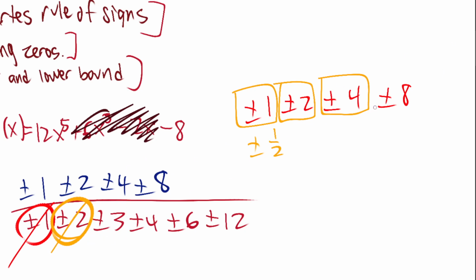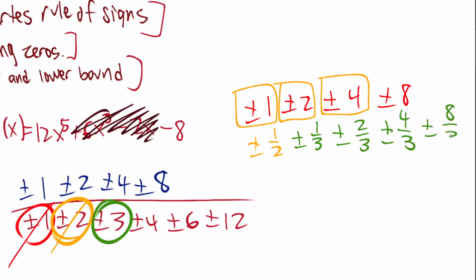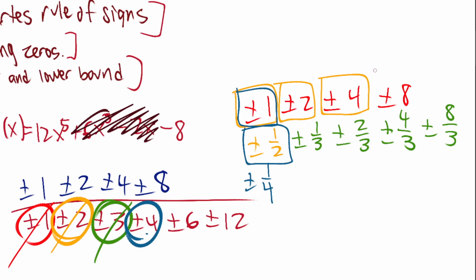Next, we'll be looking at plus or minus 3. So we'll have 1 divided by 3, so 1/3, plus or minus 2/3, plus or minus 4/3, plus or minus 8/3. We're basically doing division with the top and the bottom, and that takes care of these. Next, we'll move on to plus or minus 4. So plus or minus 1/4, and then plus or minus 2/4, which is already listed as 1/2, plus or minus 4/4, which is already listed as 1, and plus or minus 8/4, which is already listed as 2. So that takes care of that.